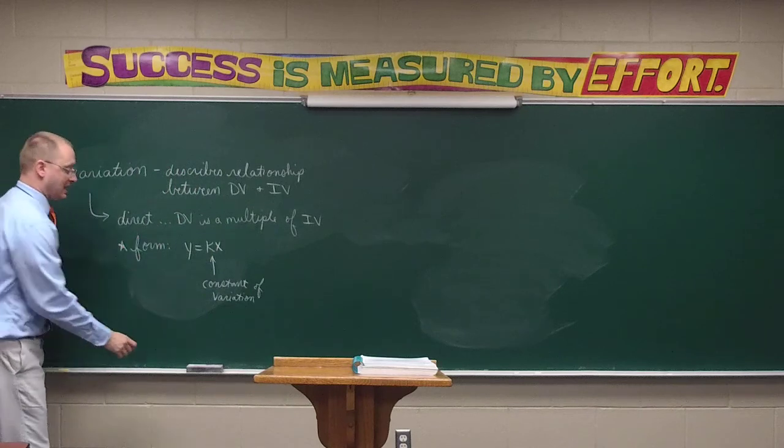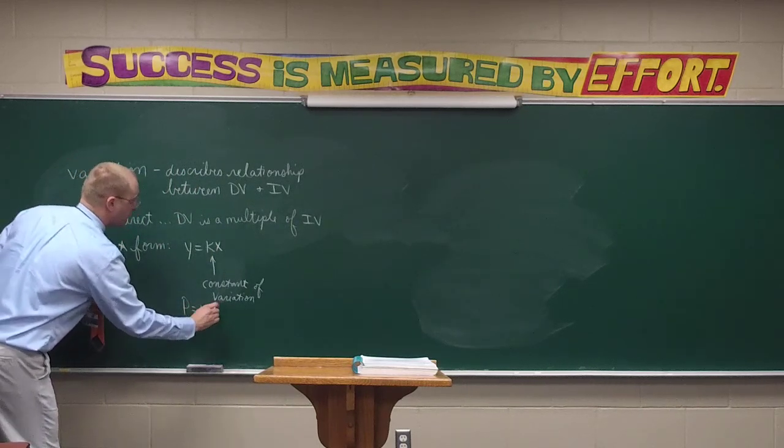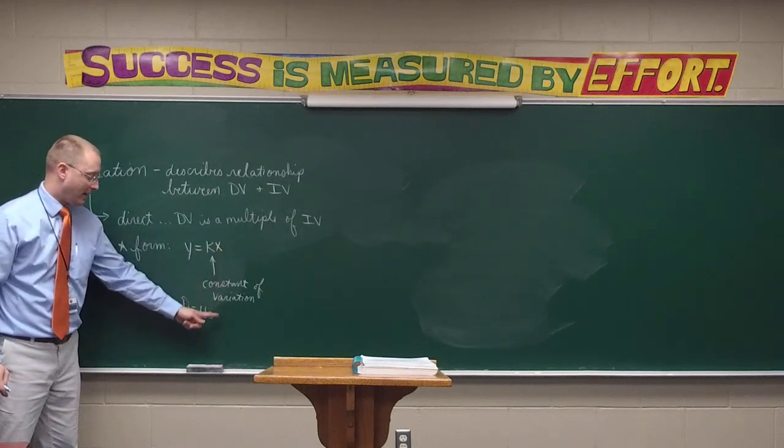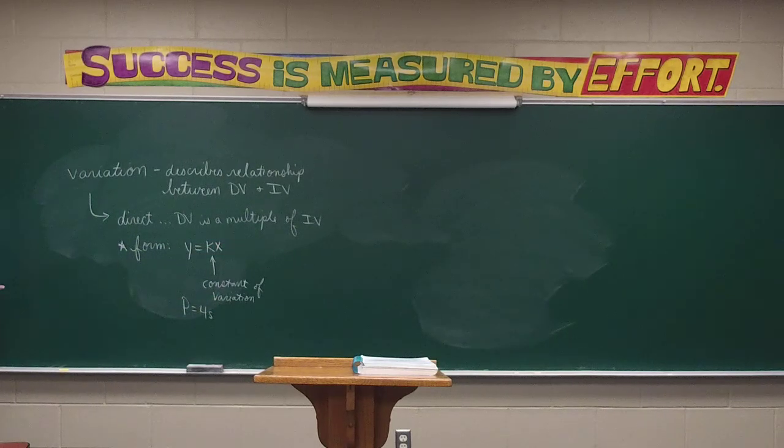You can see how p equals 4s would fall into this form, right? P equals a certain number times the independent variable. That would be direct variation. It varies directly with it.